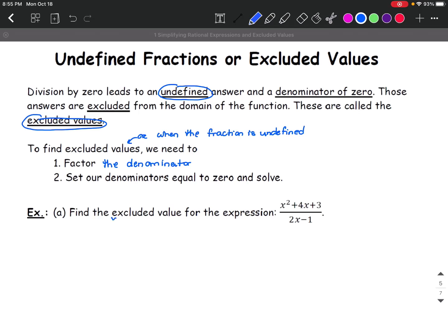Okay, so if I ask you to find the excluded value for this expression, x squared plus 4x plus 3 over 2x minus 1, the excluded value is when the denominator, 2x minus 1, equals 0. I only care about the bottom. I have a little equation to solve now. The opposite of subtracting 1 is adding 1. Now I have 2x equals 1. So 2 times x, the opposite is divide by 2, and I get x equals 1/2. That is my excluded value. That fraction will be undefined when x is 1/2.